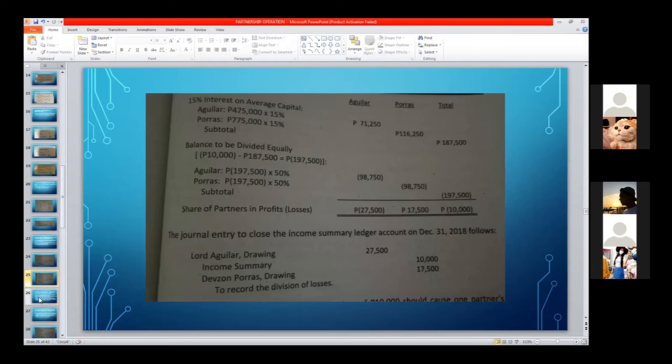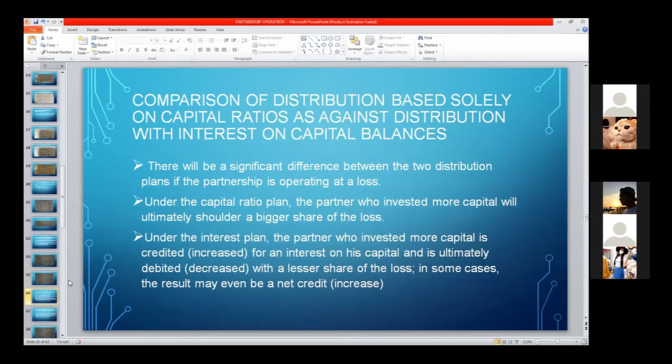Okay, proceed naman tayo dito. Comparison of distribution based solely on capital ratios as against distribution with interest on capital balances. So, there will be a significant difference between the two distribution plans if the partnership is operating at a loss. Under the capital ratio plan, yung kanina na tinuturo ni Ate Nicole, the partner who invested more capital will ultimately shoulder a bigger share of the loss. Kaya balikan natin yung kanina.